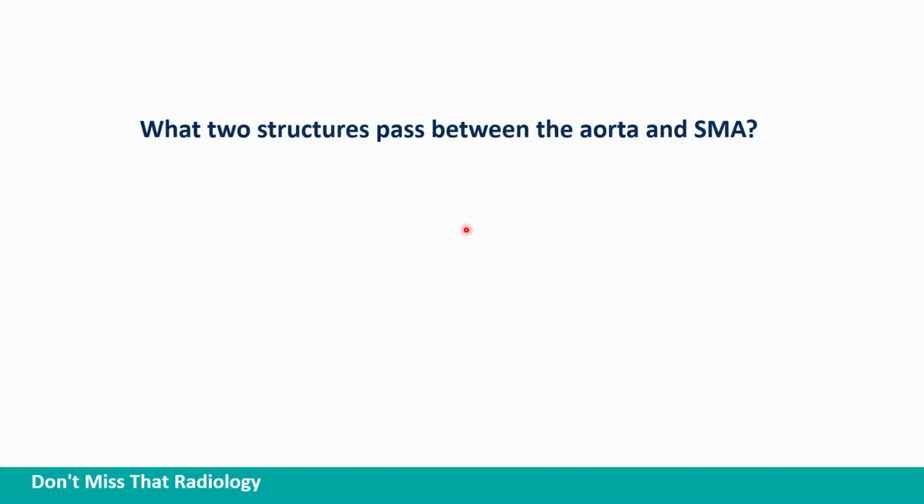So this is straight from our book, Don't Miss That. What two structures pass between the aorta and SMA? This is extremely, extremely important anatomy. It's clinically important and can be a great landmark if you don't know what you're looking at. You can always go back to this relationship.